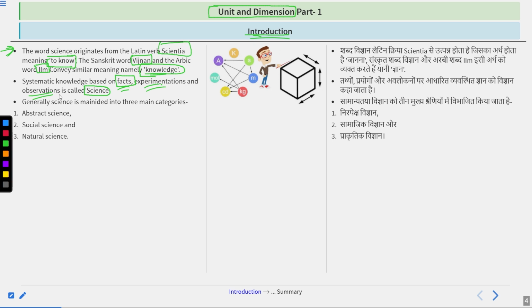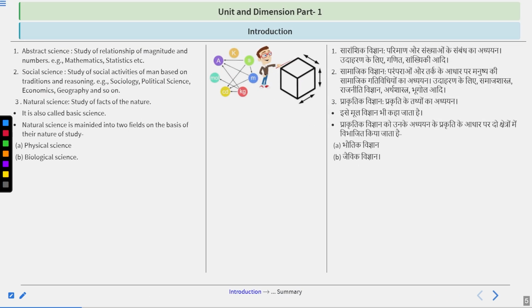These categories are abstract science, the science which is not connected to anything in a particular way; social science, which is connected with society; and the third is natural science. Natural science is the science that is connected to nature itself. So these are the three divisions of science: abstract science, social science, and natural science.